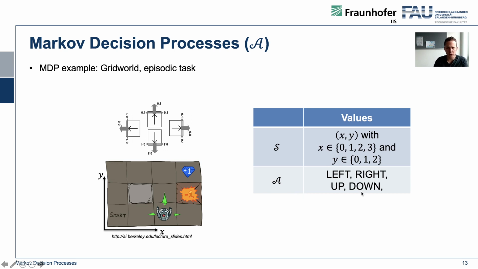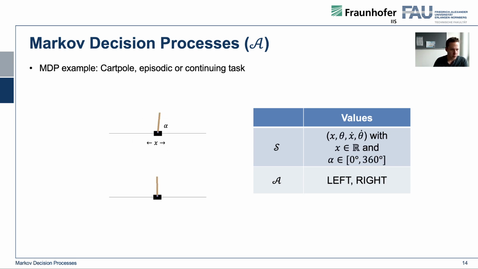This is something you will also do in the exercises. But there are also, for instance, bigger state spaces or continuous state spaces. Another well-known hello world example in reinforcement learning is cart pole, and the basic task in cart pole is to balance a pole. You have a small cart on the ground, and you have a pole, and you want to stabilize it so that it doesn't fall over.